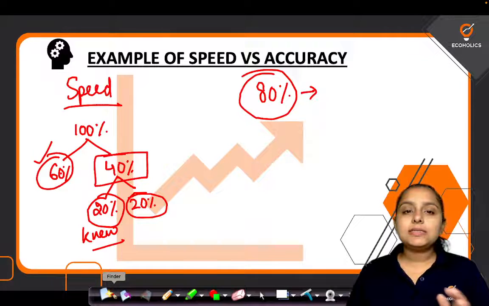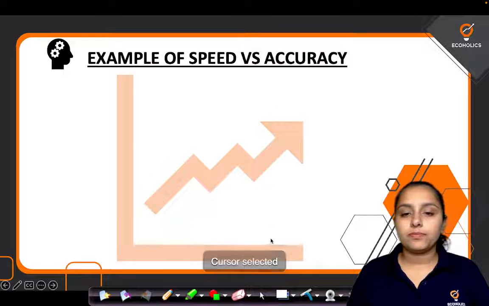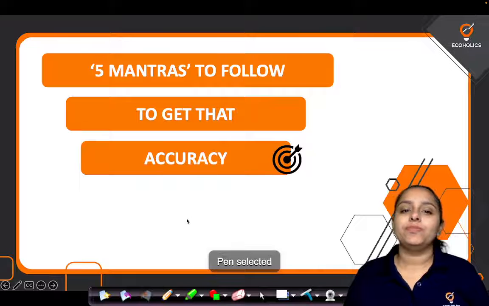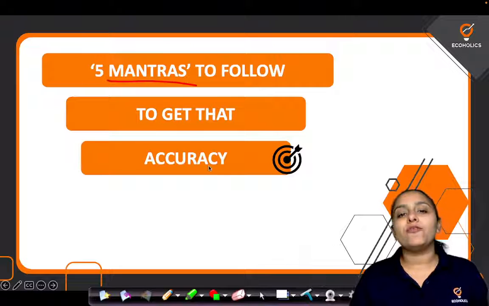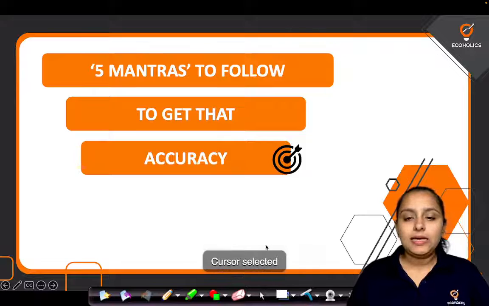Okay, so this is the example of speed versus accuracy. Now, what are you going to get? The 5 mantras you have to follow to get that particular accuracy. Let's just get into that.